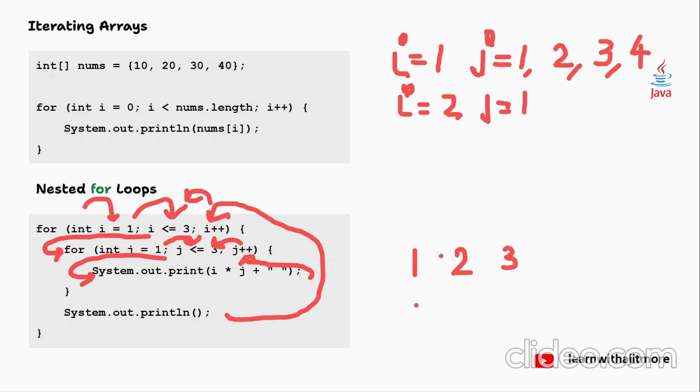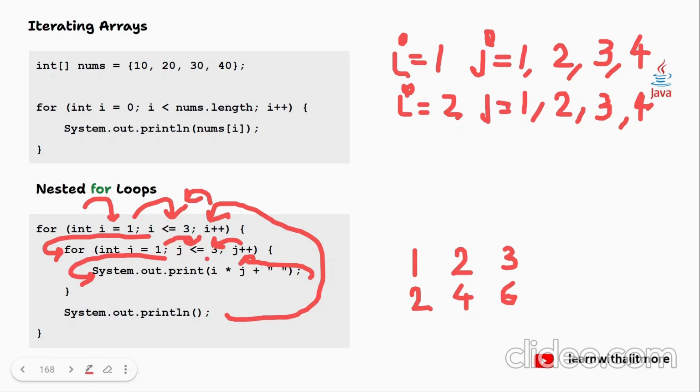Yes. 2 into 1, 2. j becomes 2. Is 2 less than or equal to 3? Yes. 2 into 2, 4. j plus plus, j is 3. Is 3 less than or equal to 3? Yes. Come inside. Multiply i and j. That is 6. And then j becomes 4. And the moment j becomes 4, the inner loop fails.